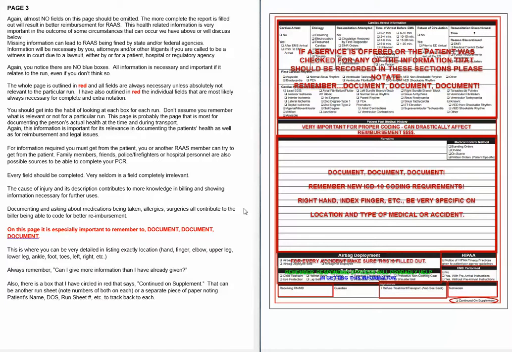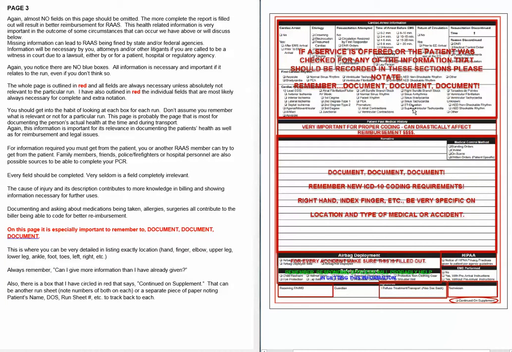Also, there's a box that I have circled in red that says continued or supplement, which is down here on the bottom. That can be another run sheet. If you do use another run sheet, note numbers on each run sheet. So the first run sheet, you'll note that you've used a second run sheet and the number, and on the second one you've noted that this is a continuation of the first run sheet and give that number. You also want to notate the patient name, date of service, run sheet number, etc. if you are going to use an addendum on a separate piece of paper that's not necessarily a run sheet.